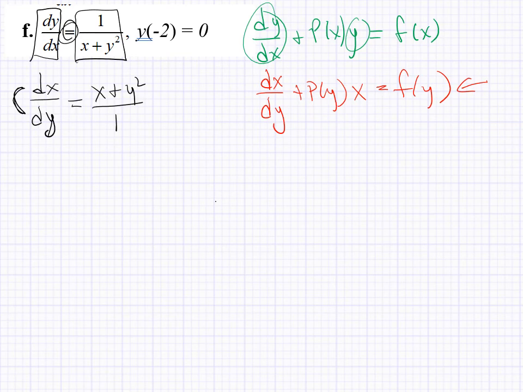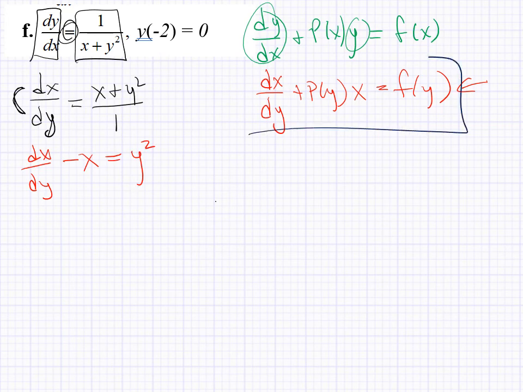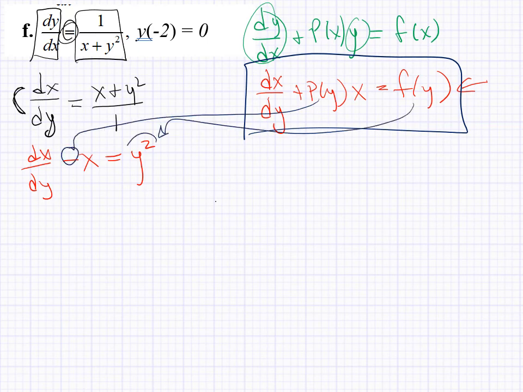And so if I rearrange this now, I can write this as dx over dy minus x equals y squared. And so I get it to look like this, where p of y is -1 and f of y is y squared. And so my integrating factor is going to be mu of y, because remember we switched them around, so it's e to the integral of p of y, which would be -1 dy. So it's going to be e to the -y.